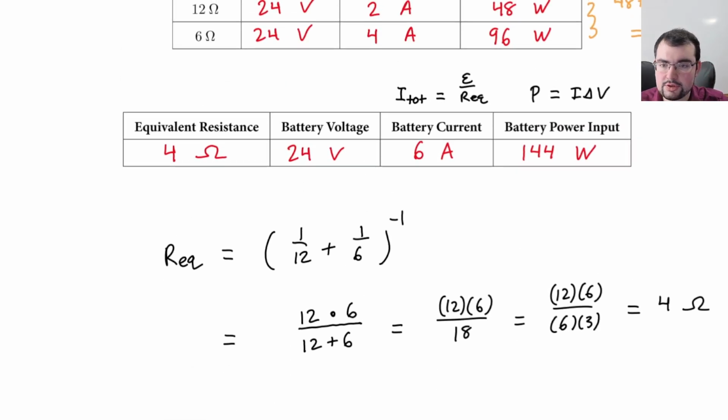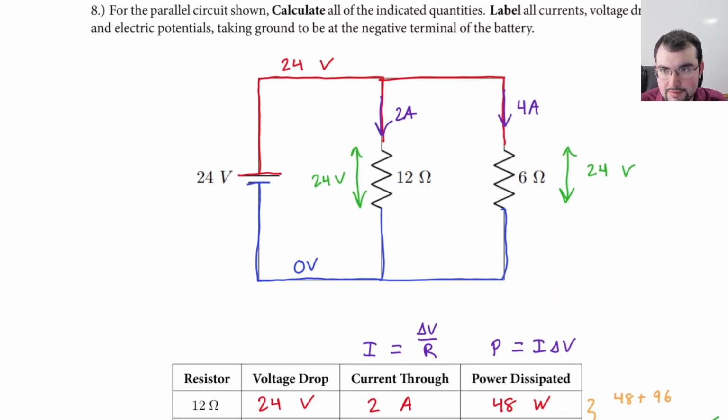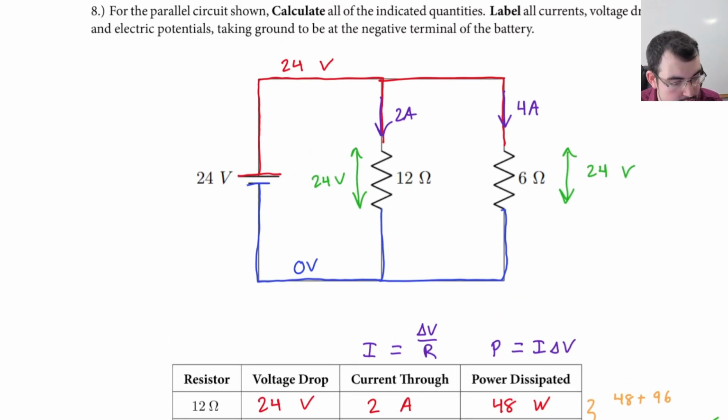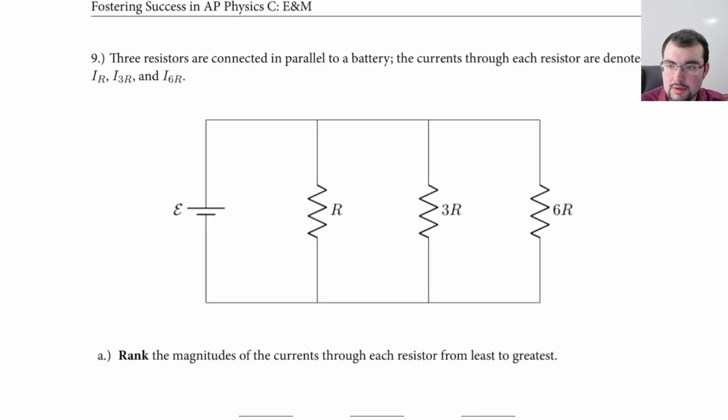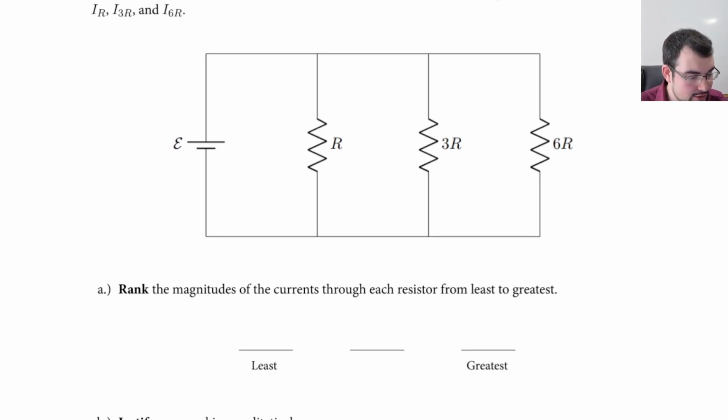Now there is a little interesting thing that happened here. The battery current was 6 amps. Can you see how we got 6 amps and we didn't actually need to use REQ? Well, yeah. If 2 customers got served in the slow lane and 4 got served in the fast lane, 6 got served in total. So this is something known as the junction rule that we'll look at next time. All right.